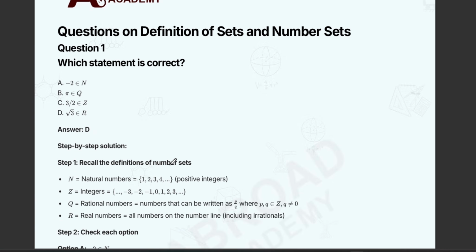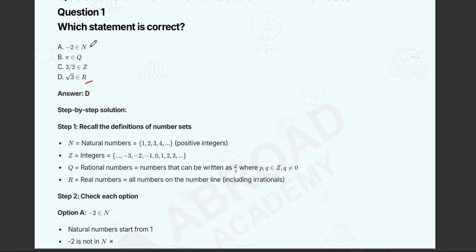And here's the question. These questions are also from previous years and previous exams. Here's question 1. Which statement is correct? Is minus 2 an element of the natural numbers? Pi is an element of Q, and 3 by 2 is an element of Z, and root 3 is an element of R, the real numbers. First of all, the answer will be D, but we have to know the other options.